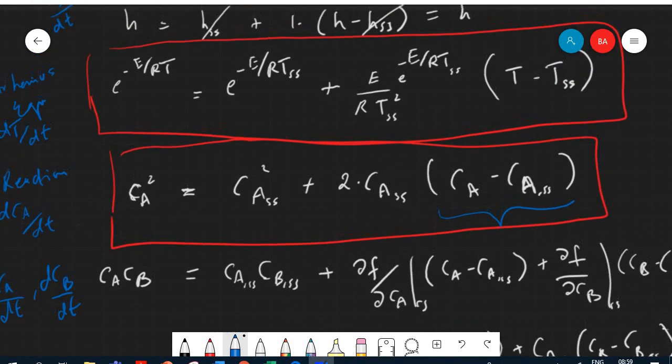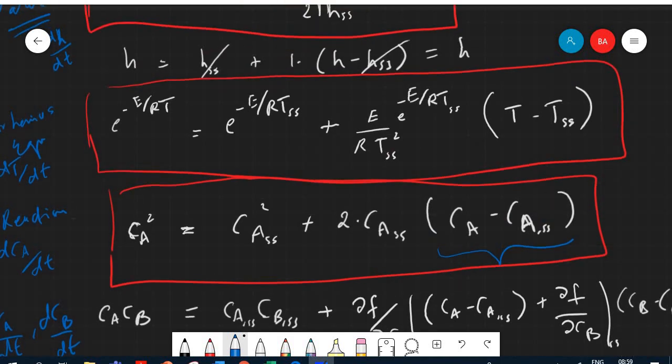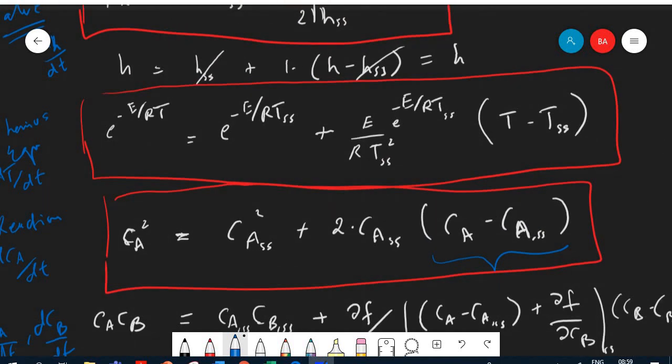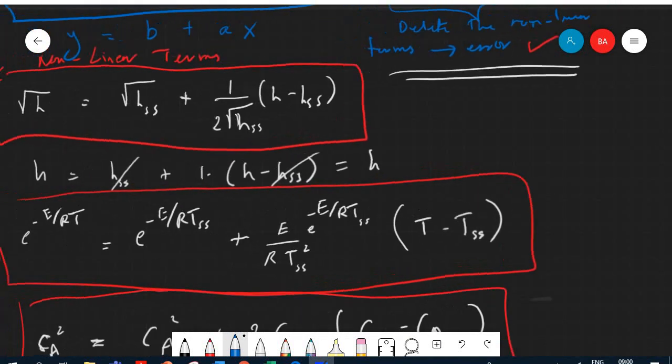Deviation format means what? It means the variable minus its steady state. And t minus t steady state means the variable which is changing with time minus the steady state. And here height as well, height minus steady state. Great, so it looks like things are fine for us. We already have deviation formats.